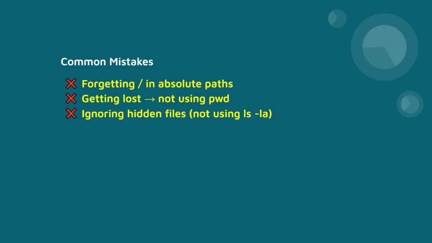So what are the common mistakes you need to check? Forgetting a slash in the absolute path. It's a very wrong mistake, guys. You need to always add a slash. Getting lost by not using pwd. If you don't know where you currently are, always use pwd. It will always help you know which location you are in. And ignoring hidden files, that means ignoring the -a option. So always use ls -la to see all the files and folders, and also to check descriptive details like the permissions, the date, and the size of the directory. To check everything, always use -la.